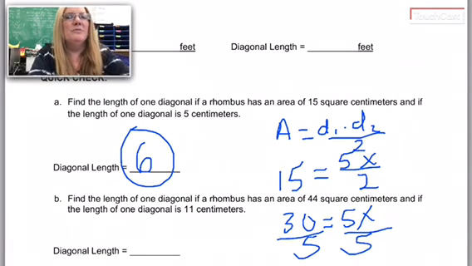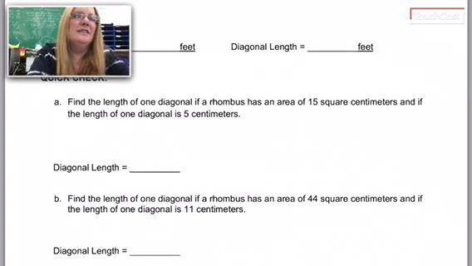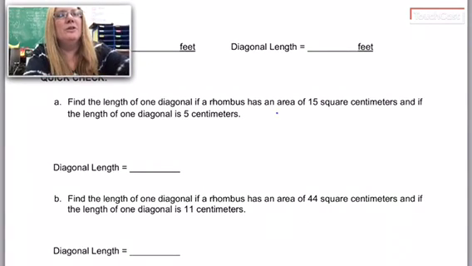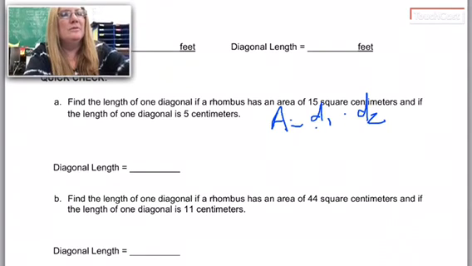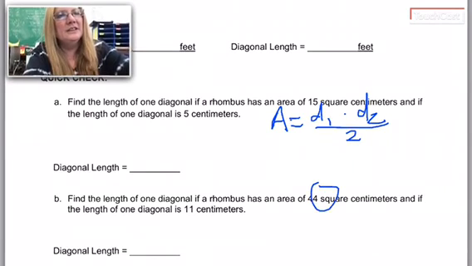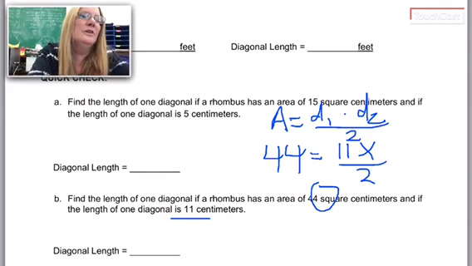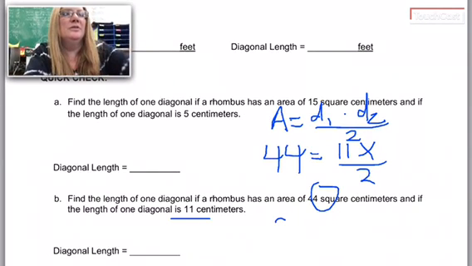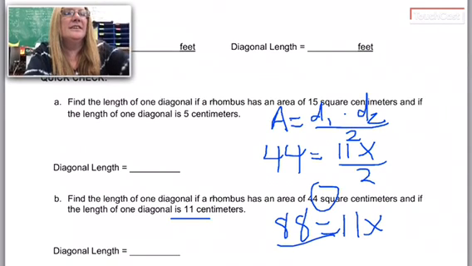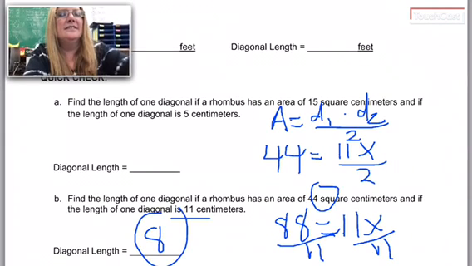See if we can do the part B. Find the length of one diagonal if the rhombus has an area of 44. So area equals diagonal 1 times diagonal 2 divided by 2. They tell us the area is 44. It's equal to 11 times x divided by 2. Multiply both sides by 2. Get 88 is equal to 11x. Divide by 11, and x is 8.